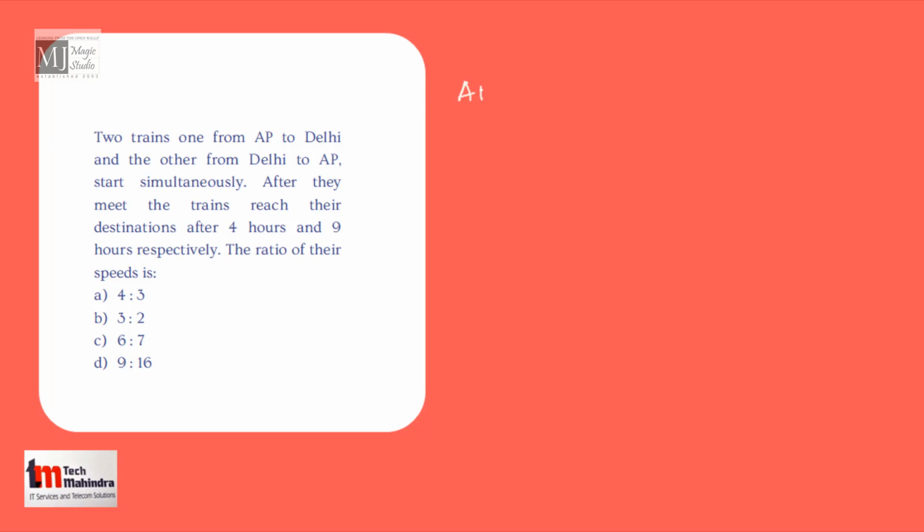Two trains, one from AP to Delhi, the first train, and another one from Delhi to AP, started simultaneously. They both started moving towards each other, obviously on different tracks, at the same time. Suppose they meet at this point M. After they meet, the trains reach their destination after 4 hours and 9 hours respectively.